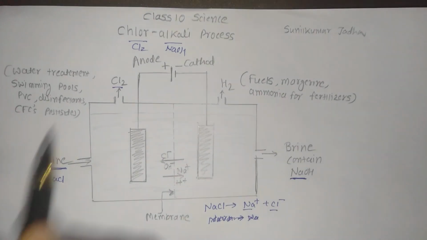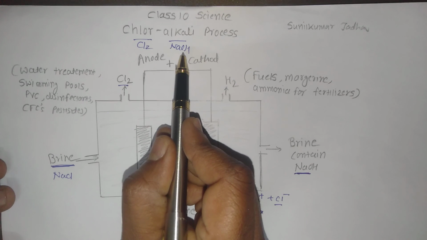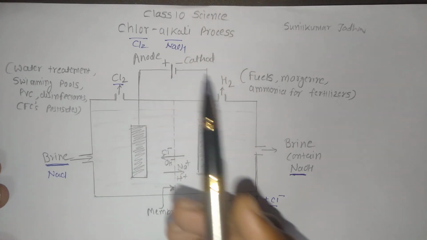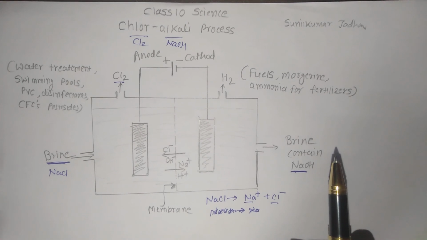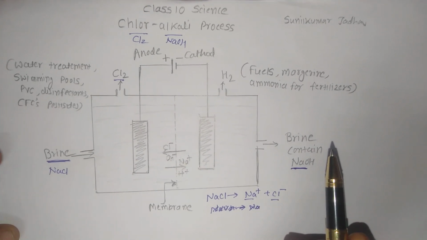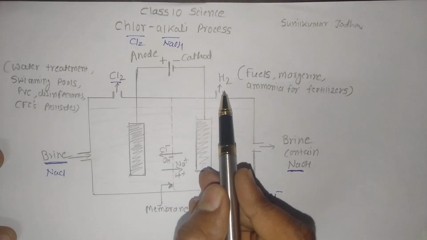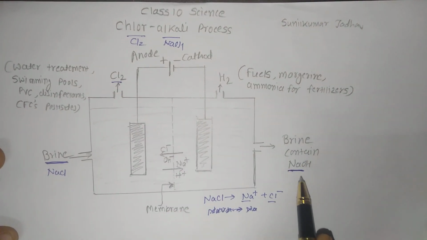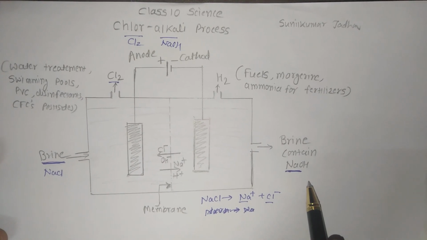We will learn the chlor-alkali process for obtaining chlorine and sodium hydroxide, which is called alkali. Hence this process is called the chlor-alkali process. Now here, what do we do? Here we are obtaining three main products. One is chlorine gas, another is hydrogen gas, and brine containing NaOH. NaOH means sodium hydroxide, which is also called an alkali.